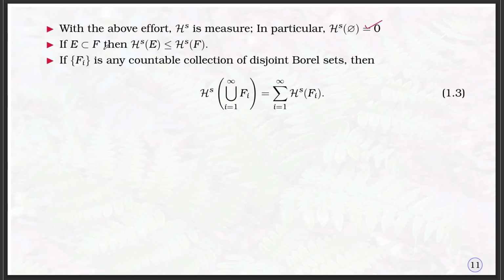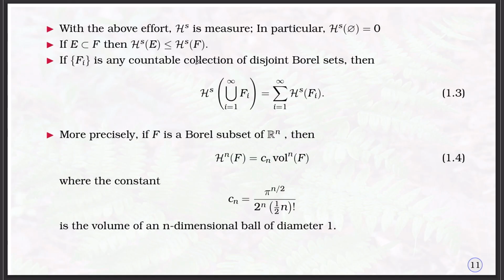If E is contained in F, then Hs of E is less than or equal to Hs of F. If Fi is any countable collection of disjoint Borel sets, then Hs of the union of Fi, i equal to 1 to infinity, can be written as the sum of Hs of Fi. So, Hs satisfying these 3 conditions, we can call Hs a measure, and that measure we call the Hausdorff measure of dimension s.